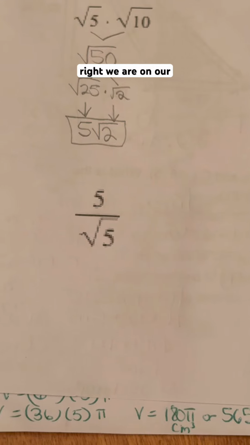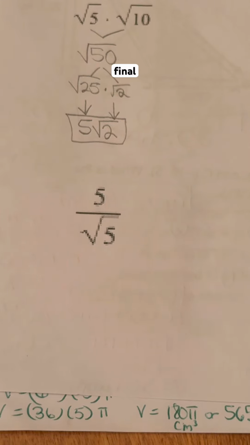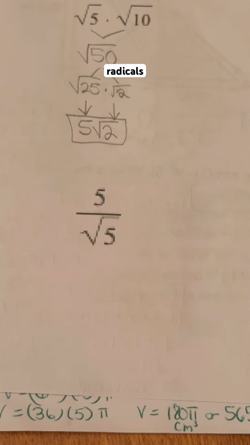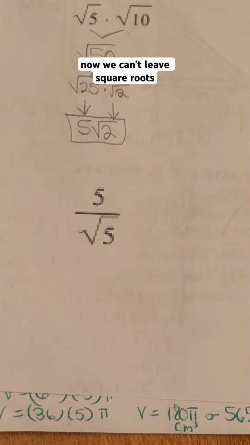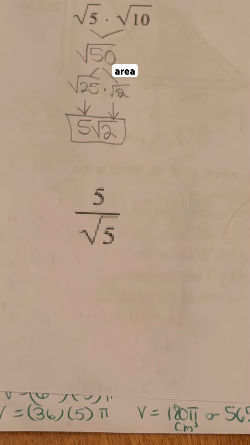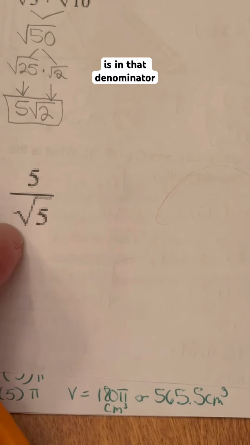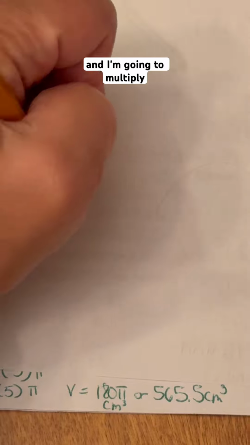All right, we are on our final of simplifying radicals, and I'm going to show you how to simplify and rationalize your denominator. So the denominator is obviously the number down in the bottom of the fraction. Now we can't leave square roots in that area. So when I'm trying to rationalize a denominator, I want to take whatever is in that denominator and I'm going to multiply it by itself.